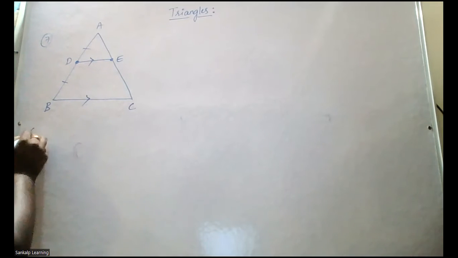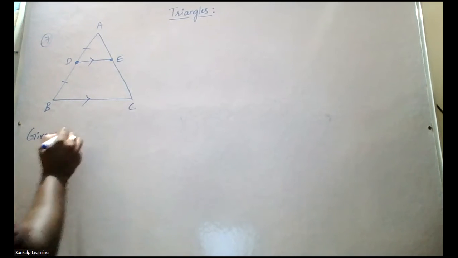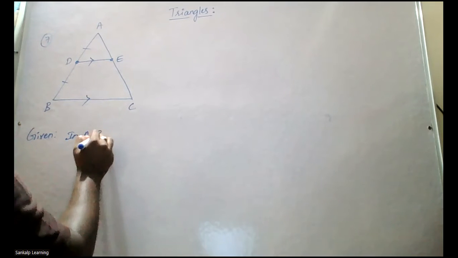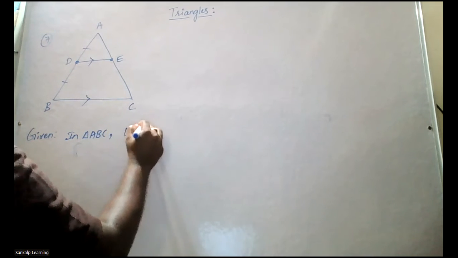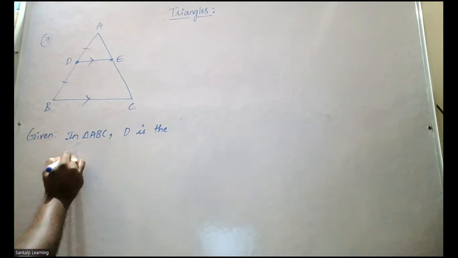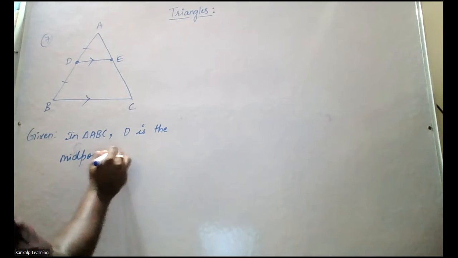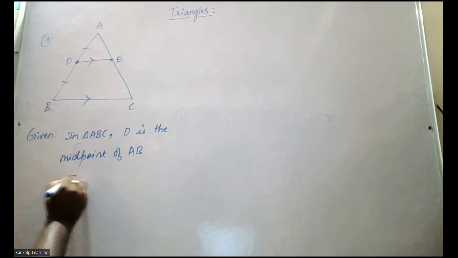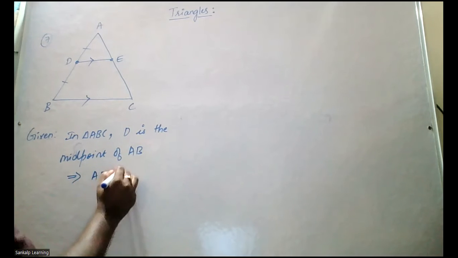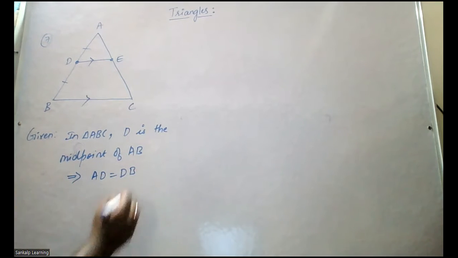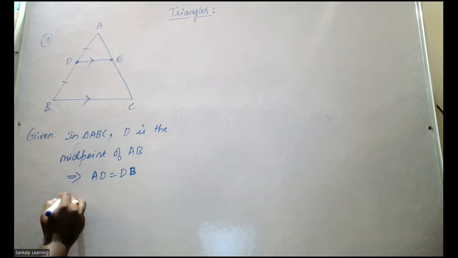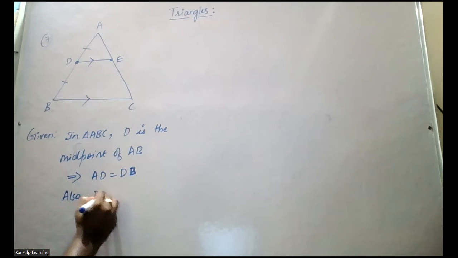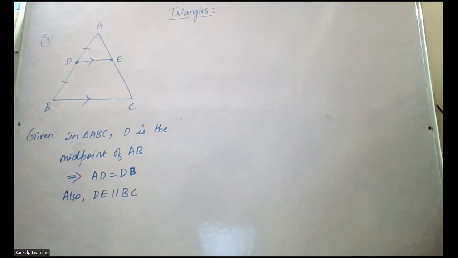So what is given? It is given that in triangle ABC, D is the midpoint of AB. If D is the midpoint, it implies AD will be equal to DB. And they've also given that DE is parallel to BC. DE is parallel to BC. What should we prove? We have to prove that E is also the midpoint.